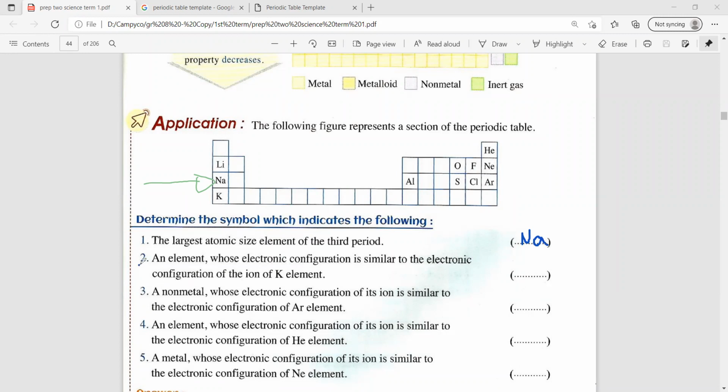Okay, number two, Yara. An element whose electronic configuration is similar to the electronic configuration of the ion of the K element.